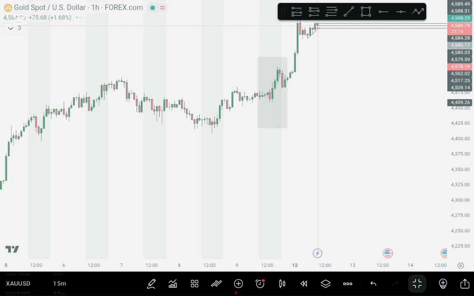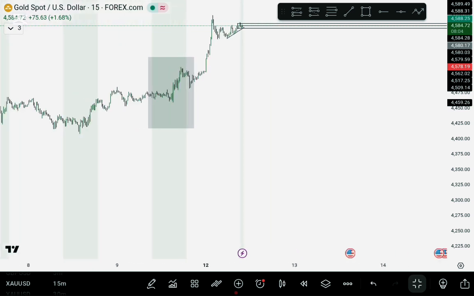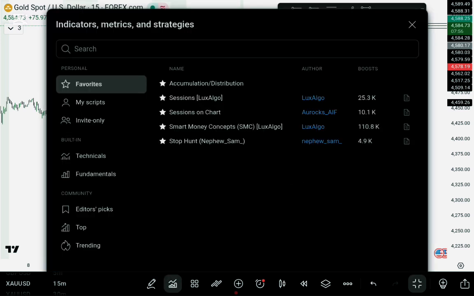You understand? And using this strategy, you're going to need an indicator. That's the session break indicator. Let me show you the session break indicator first of all. Very necessary session break indicator. You can see it's Session on Charts, this one right here.